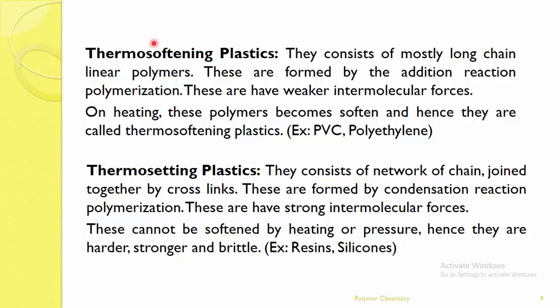In case of thermosoftening plastics, on heating the polymers become softer. In case of thermosetting plastics, on heating they cannot be softened. So these are the main differences between thermosoftening and thermosetting plastics. Examples: for thermosoftening, PVC and polyethylene; for thermosetting, resins and silicones.